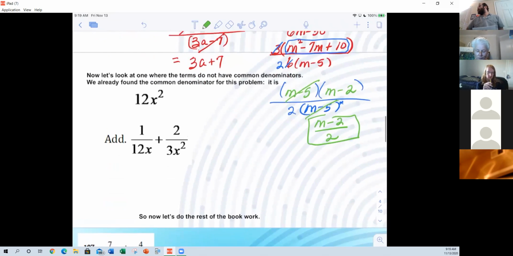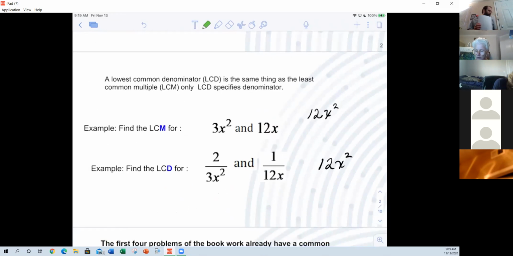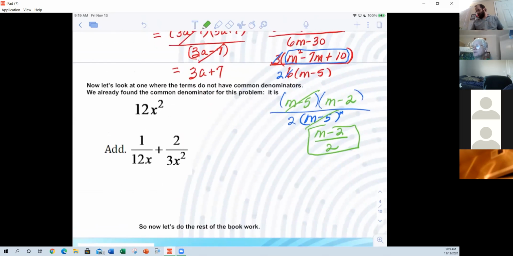Okay, so now let's look at the problem that we were talking about earlier, right up here, where we found the lowest common denominator was 12x squared. And so we know that we're being asked to add 1 over 12x plus 2 over 3x squared. We know we need a common denominator, and we found it earlier in the top of the lesson. So now what I have to do is make both of these denominators equal to that 12x squared. So what would I have to do to this 12x in order to make it look like 12x squared?